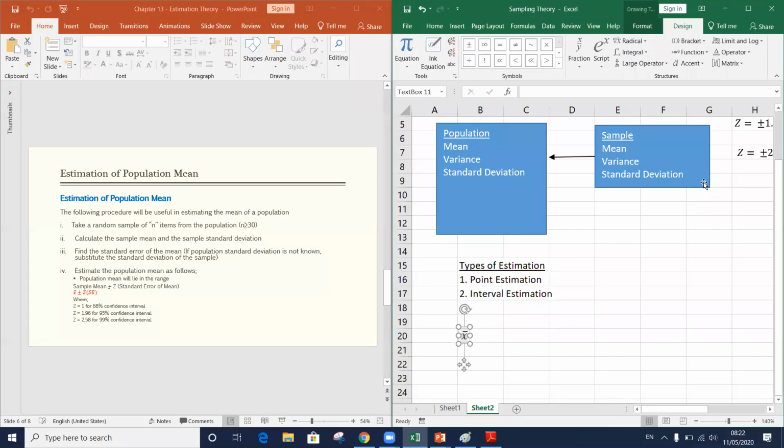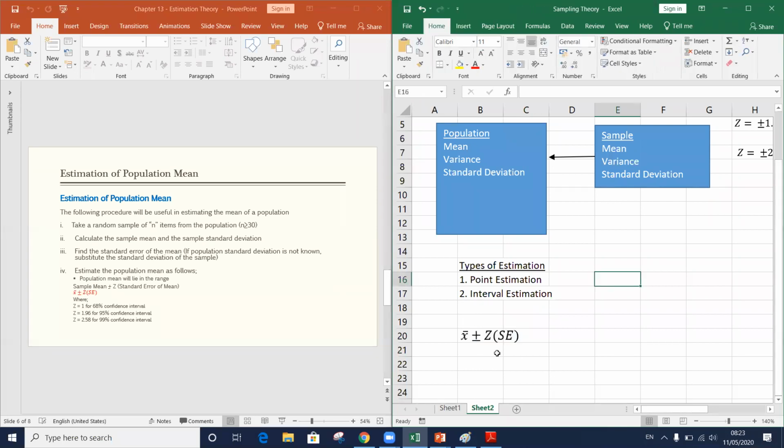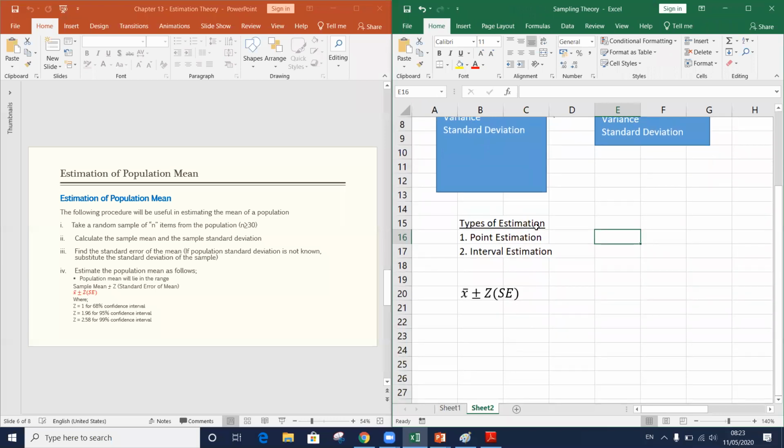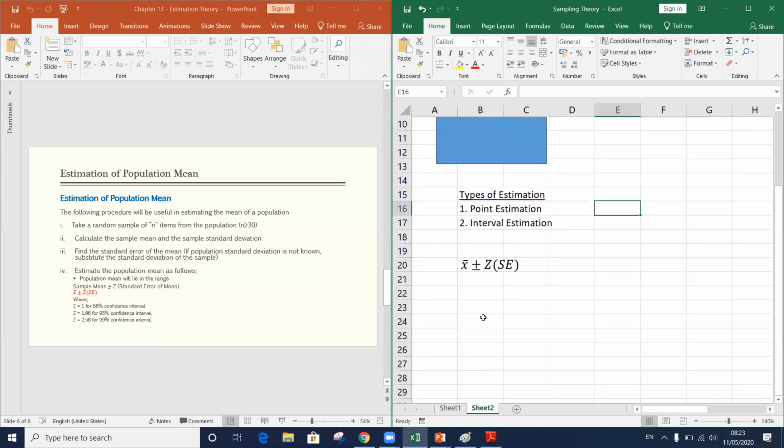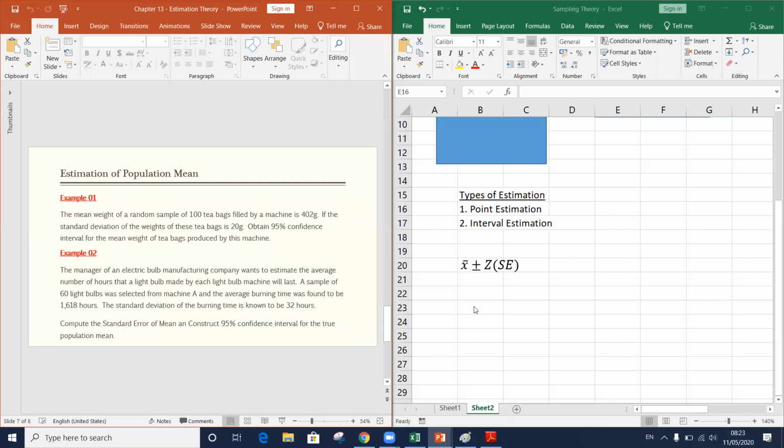x bar plus or minus the relevant z value into standard error of mean. This is the formula we are going to use to estimate the population mean. Example number 1.